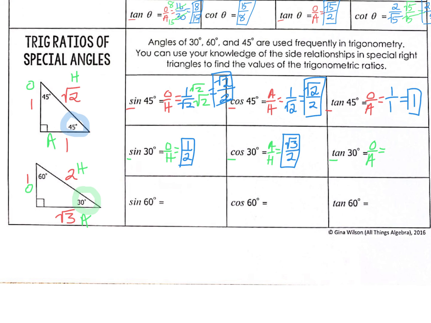And then finally, tangent is opposite over adjacent. That one looks like it's going to have to get rationalized. 1 over the square root of 3. So let's multiply top and bottom by the square root of 3 over the square root of 3. And so we get square root of 3. Rad 3 times rad 3 is 3. So the tangent of a 30-degree angle is rad 3 over 3.